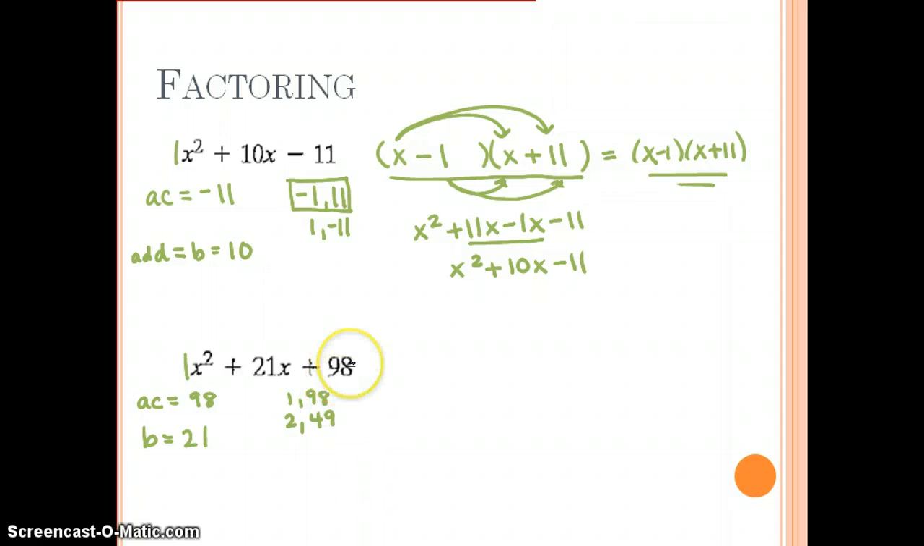Now, might need to think about this a little bit more, but 98 does not divide by 3. 98 does not divide by 4 evenly. Won't divide by 5 because it's not ending in 5. Doesn't divide by 6. 98 does divide by 7. 7 and 14 multiplied together.